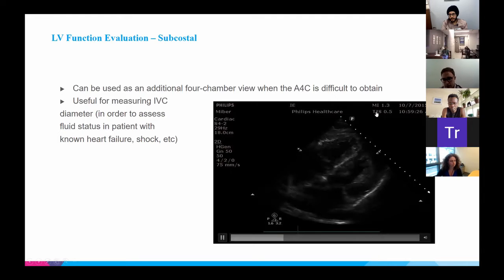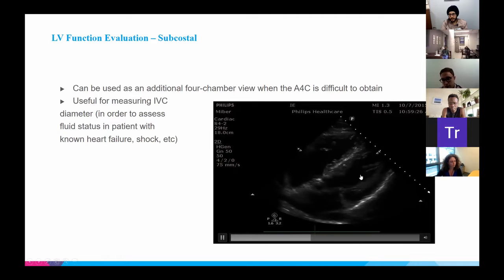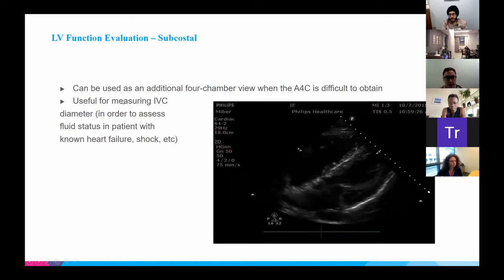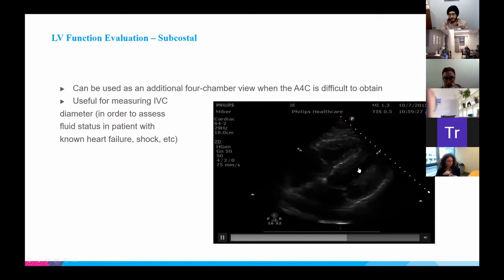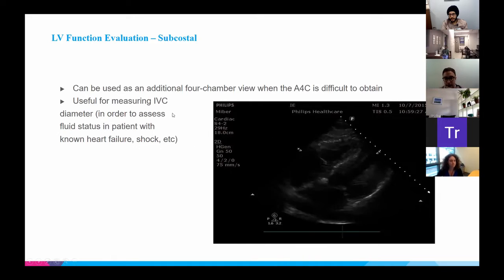You can see here, right, the walls are thickening with contraction, the cavity size is shrinking. And this is probably indicative of someone with a somewhat normal EF. The other thing to look at, if you are worried that someone has a reduction in ejection fraction, is to rotate the probe from this view counterclockwise 90 degrees and really look at the IVC, right?